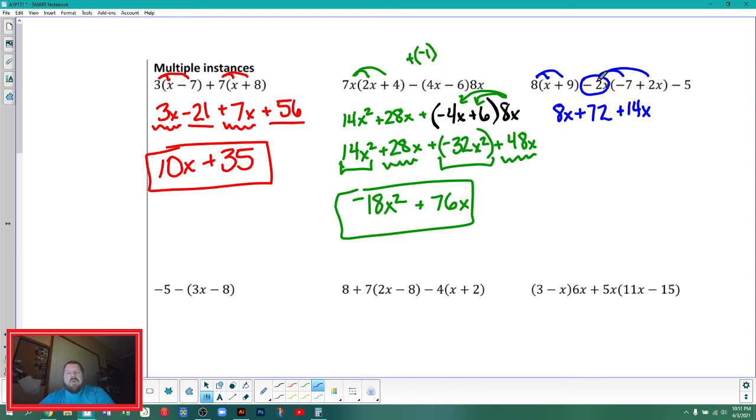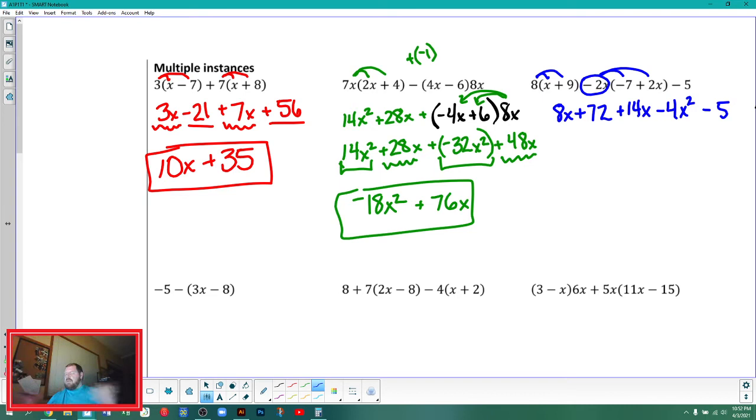-2x times +2x. Multiply the numbers. I don't want you to think that they cancel, so just multiply the numbers. -2 times 2 is -4. X times x is x squared. And then I have that -5 out there.